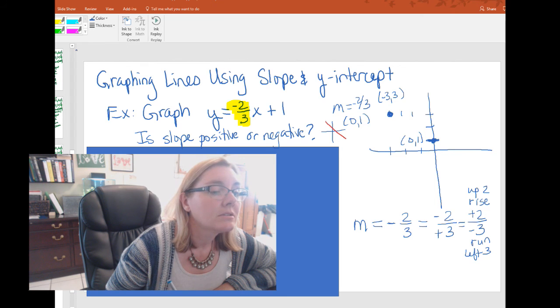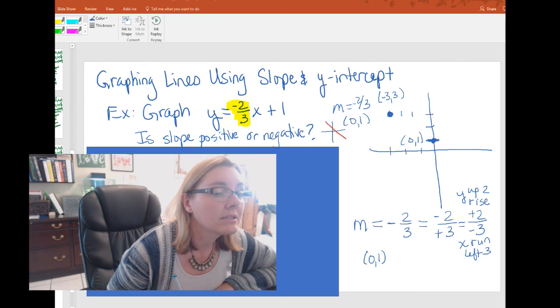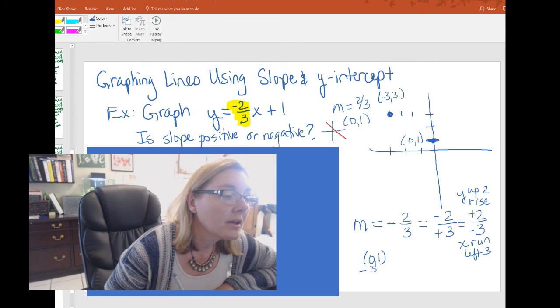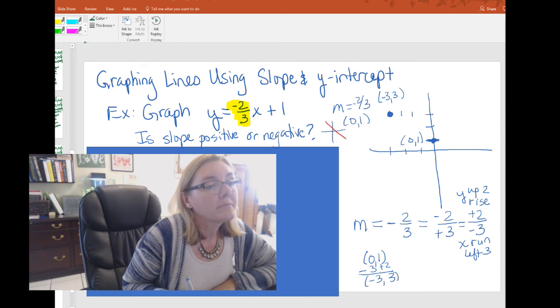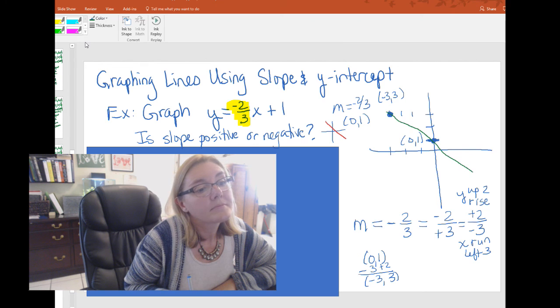Remember, your rise is a change in your y value, and your run is a change in your x value. If you go to the starting point 0, 1, and you change the x value by -3 and the y value by +2, you get the coordinates of that point: -3, 3. So I labeled it correctly. Let's go ahead and draw in our line. It's supposed to be straight.